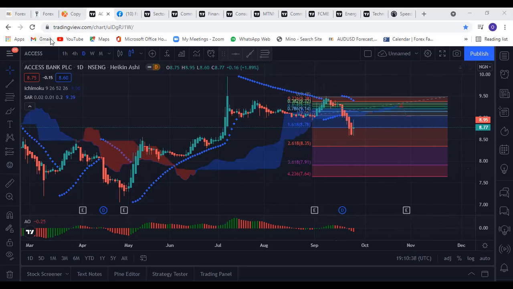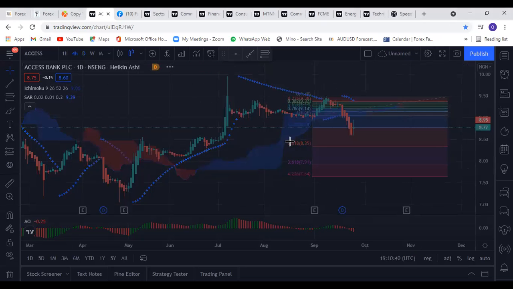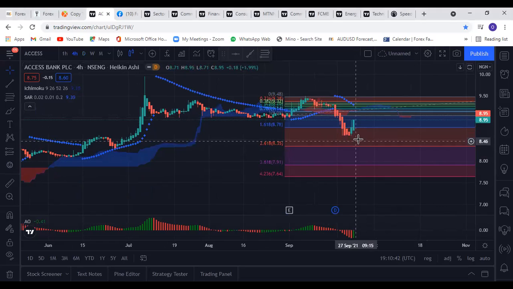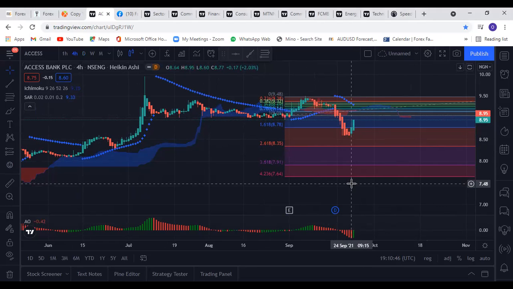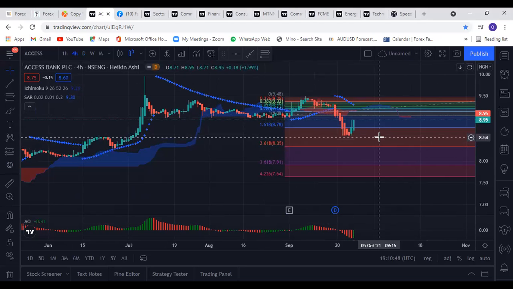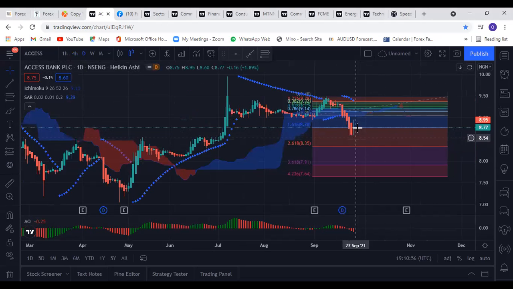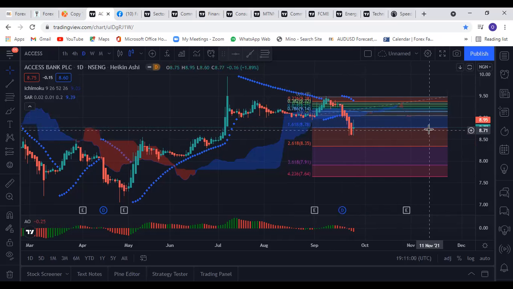But the way it is now, I'm not too sure it's going to reverse. Let me check. Okay, it's trying to find support here. Okay, and this price might hold. This 8 naira 54 kobo might hold, but I need to see one more day. Let's see what happens on Monday. Then we now know whether this price is going to hold. But as it is now, the trend is changing into a downtrend.